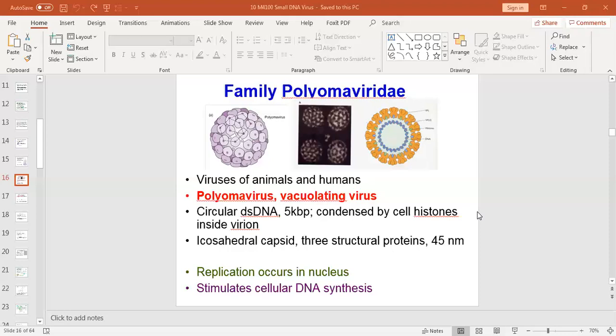The Polyomaviridae family of viruses have an icosahedral capsid, 3 structural proteins, and the size is 45 nanometers. Two important aspects of this family of viruses are: one, replication of the virus occurs in the nucleus, and viral replication triggers and stimulates host cell DNA synthesis at the same time. Slide 17.